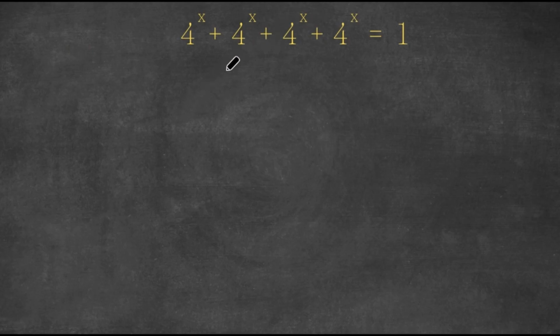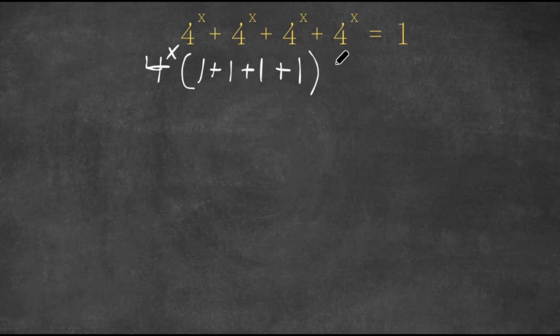Now, because I have so many 4 to the power of x's on my left-hand side, I'm simply going to factor out 4 to the power of x. So now I have 4 to the power of x times... Now 4 to the power of x divided by 4 to the power of x is 1, because anything divided by itself is 1. So I have 1 plus 1 plus 1 plus 1. And this is equal to 1.